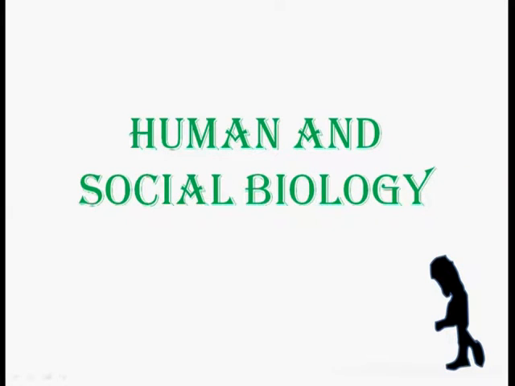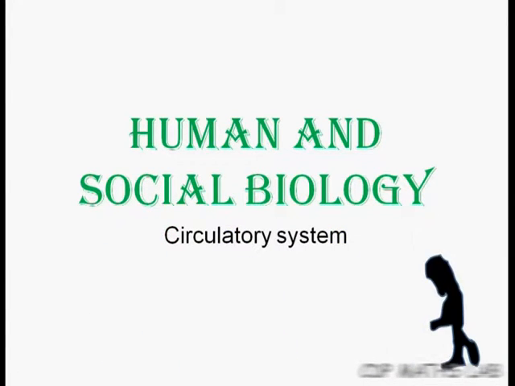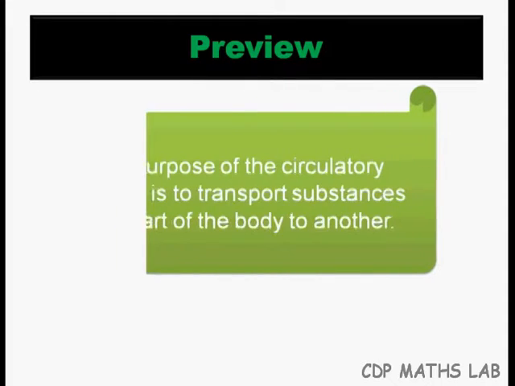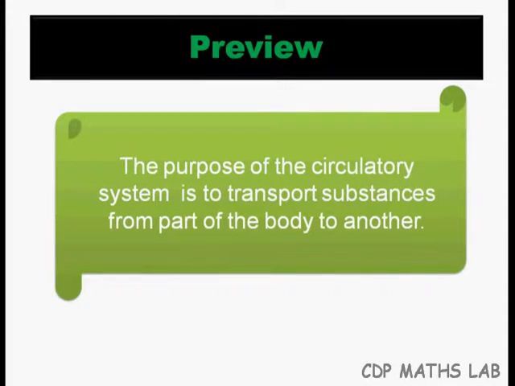Human and social biology. Our topic for today is the circulatory system. Preview. The purpose of the circulatory system is to transport substances from one part of the body to another.